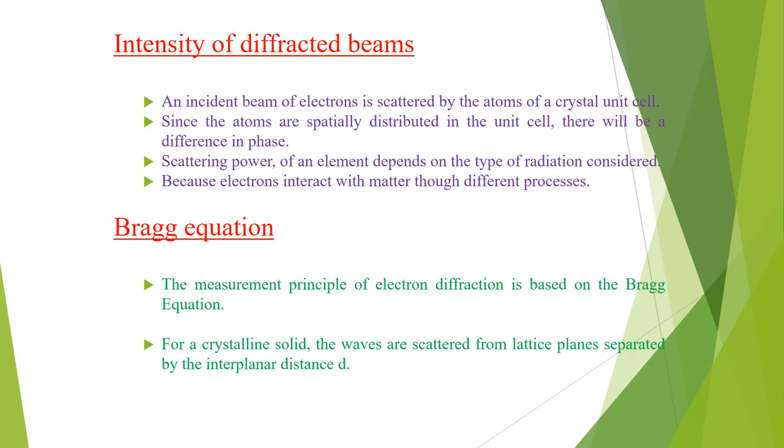While discussing the intensity of the diffracted beam using an electron beam, an incident beam of electrons is scattered by the atoms of a crystal unit cell. Since the atoms are spatially distributed in the unit cell, there will be a difference in phase. And the scattering power of an element depends on the type of radiation considered, because electrons interact with matter through different processes.